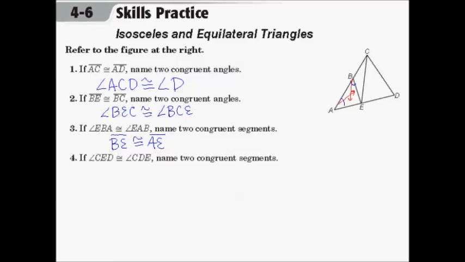are not always good. Okay, last one, we have angle CED. So CED, that's this angle, is congruent to CDE, that's this angle. So we go across and we get EC, and then we go across and we get CD. Yeah, you can do CE.